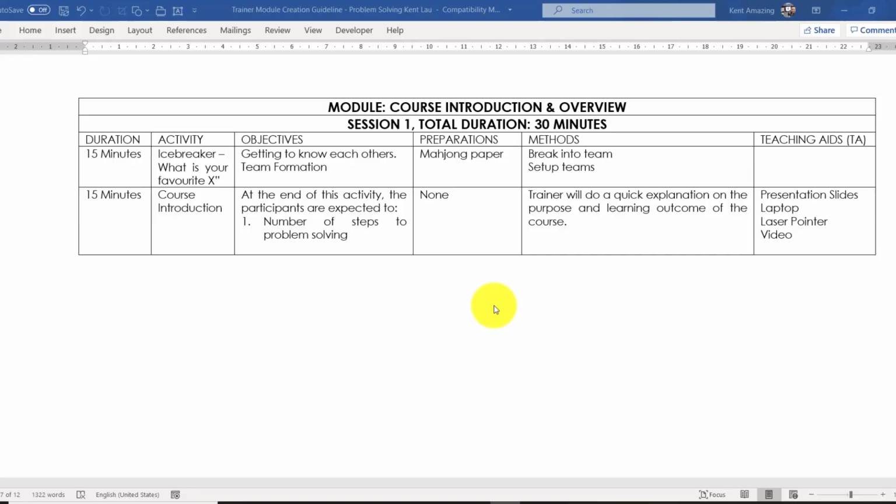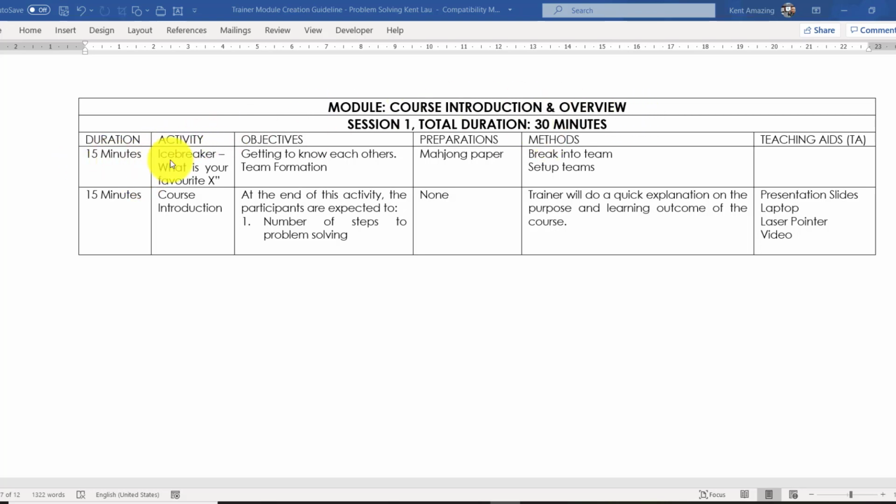Hi, this is a walkthrough of a one-day problem-solving course. It's divided into 6 sessions. The first session takes 30 minutes and it's about course introductions.